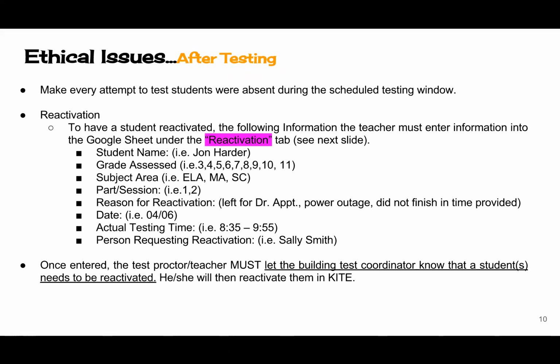Student name, grade assessed, subject area, part or session, reason for reactivation, the date, actual testing time, and the person requesting the reactivation. Once this information is entered, the test proctor or teacher must let the building test coordinator know that a student needs to be reactivated. He or she will then reactivate them in Kite.